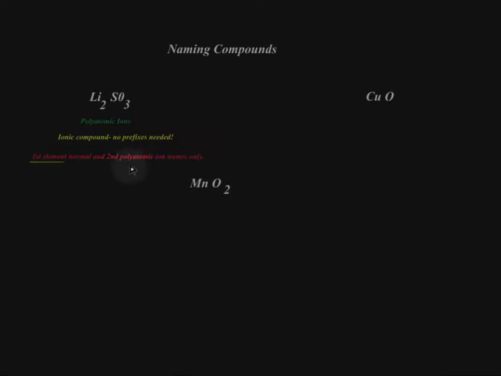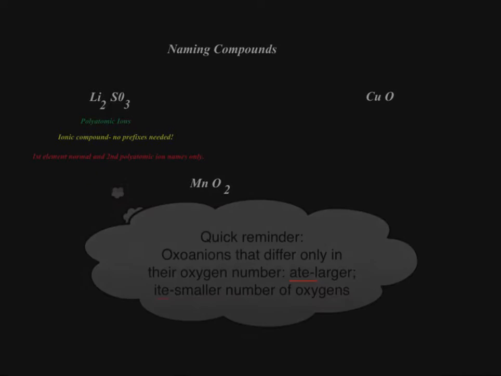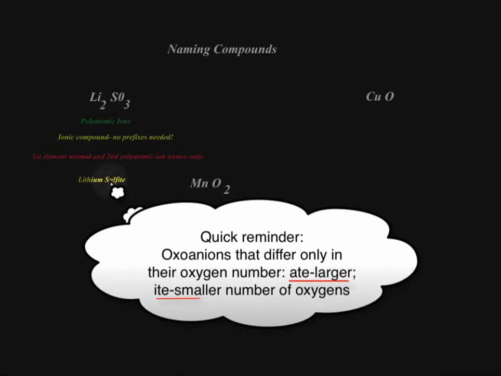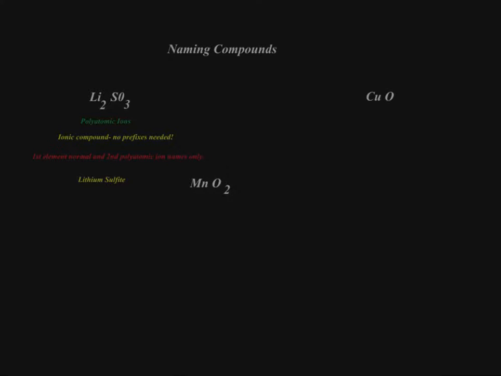So the first element's normal, and the second, the polyatomic ion, is just named. This would be sulfite, because this is the lower number of oxygens in this oxo anion. And as a result, you get lithium sulfite. Don't need to worry about the 2 because it's ionic. All right, let's warm you up a little bit.